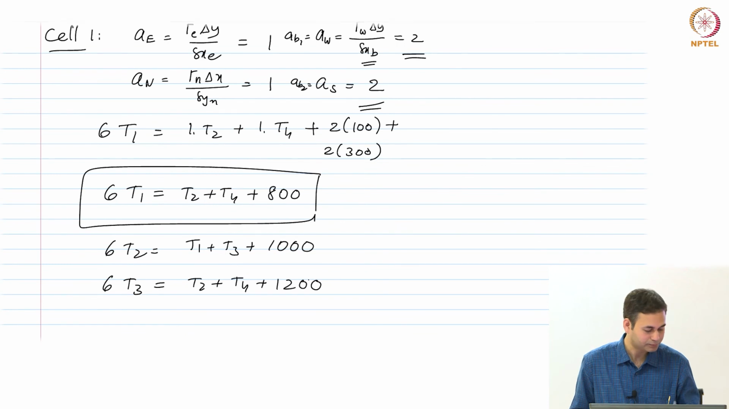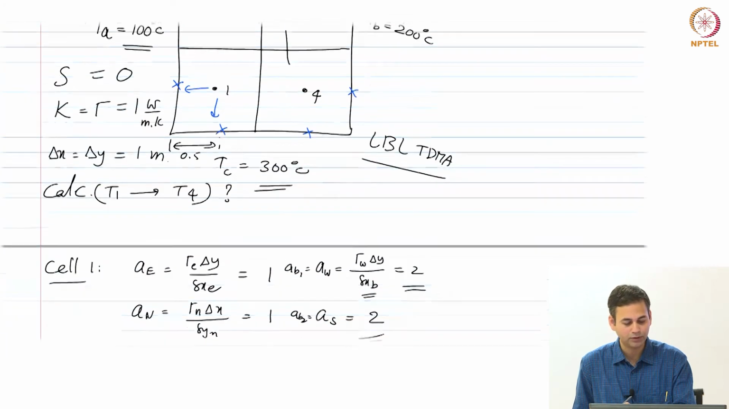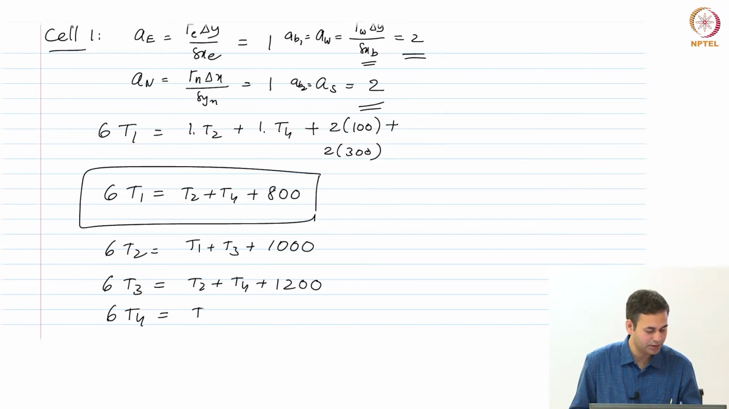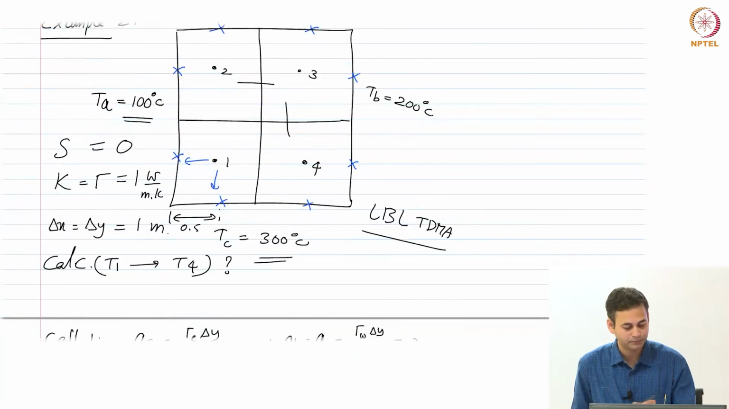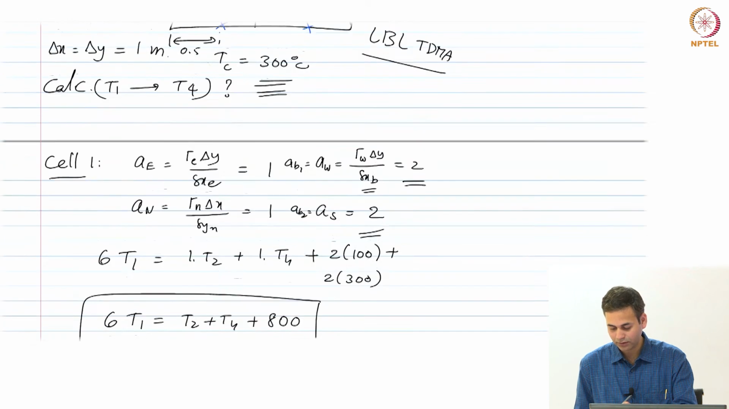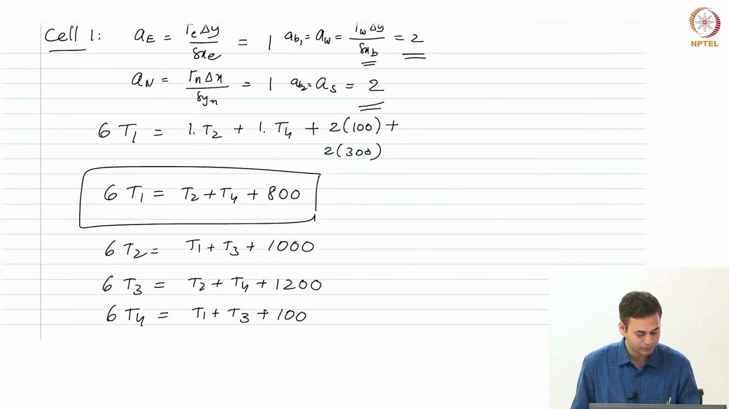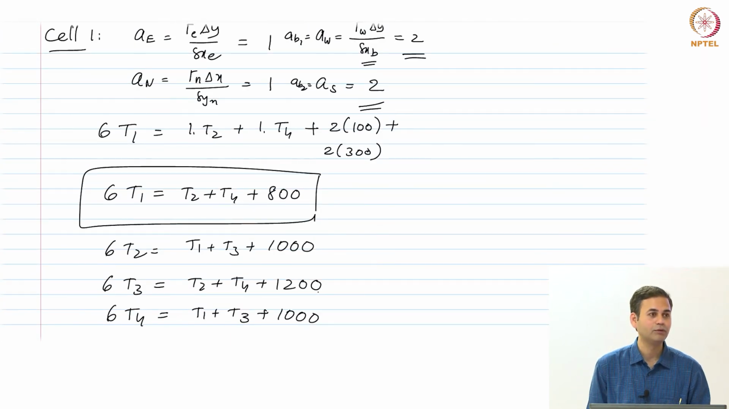1200, okay. Then for the final cell, 6T4 equals what are the neighbors for T4? 1 and 3. So that is T1 plus T3 plus what will be the boundary value? 1000, that is because 200 into 2 plus 300 into 2, right, that is 500 into 2, that is 1000, okay, fine. So we got all the 4 equations. Questions on this part? Clear, easy, right.